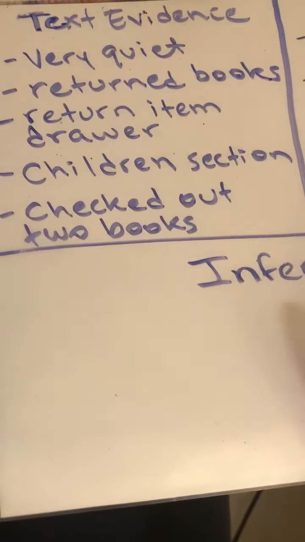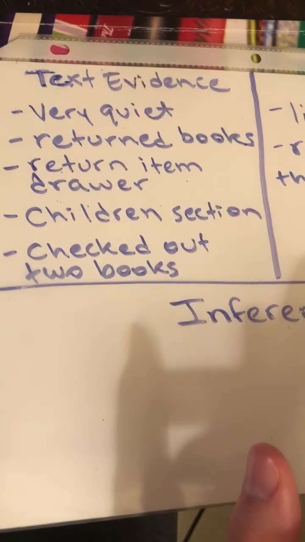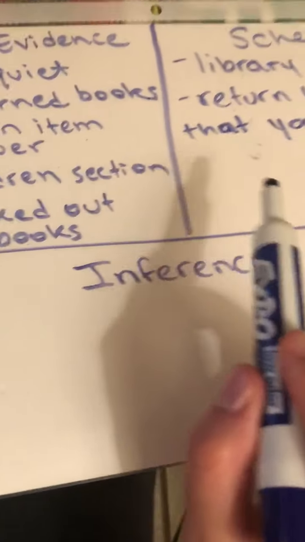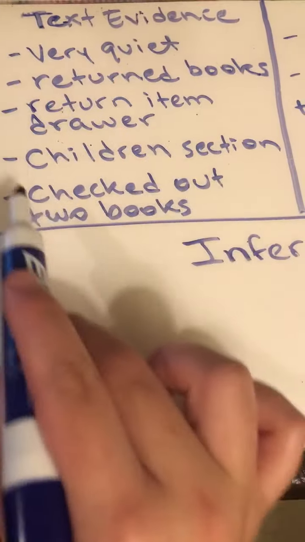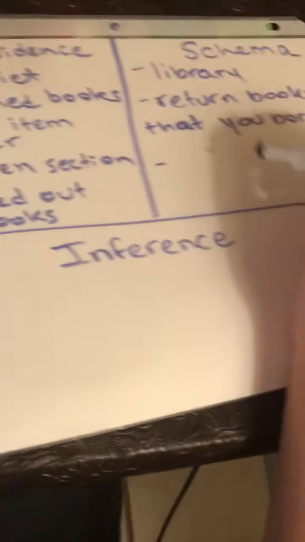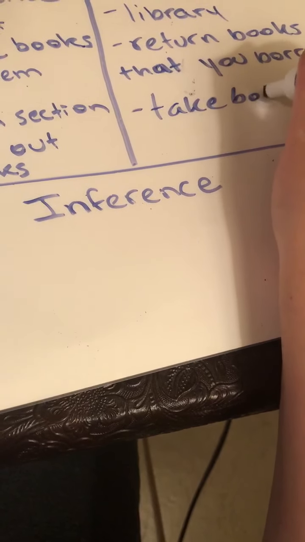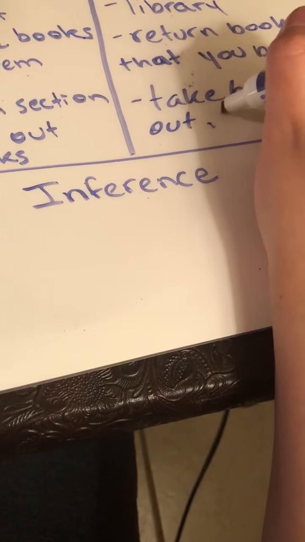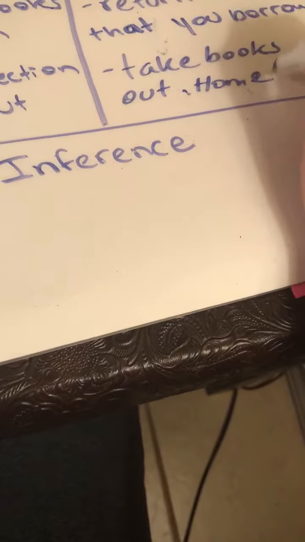And then in libraries, they have books by sections. They have children's sections, they have animal sections, they have space sections. So here it's telling me that he went to a specific section in the library. And lastly, this is the big one, this is the biggest clue, he checked out 2 books. So I know that in libraries you not only return books, but you can also take books out, right? You take them home. You can take them home to read.